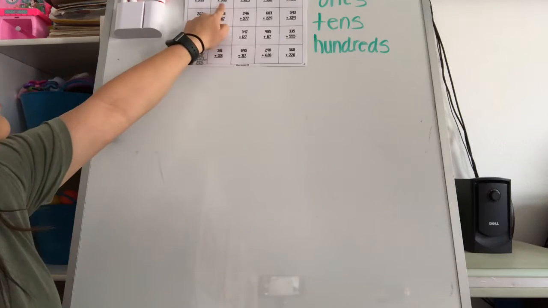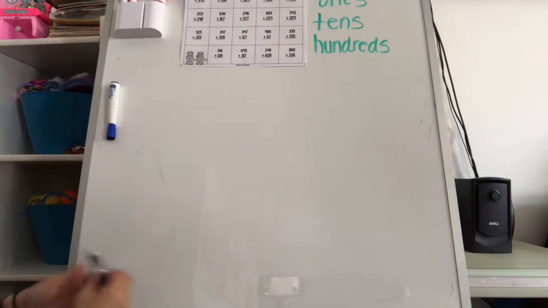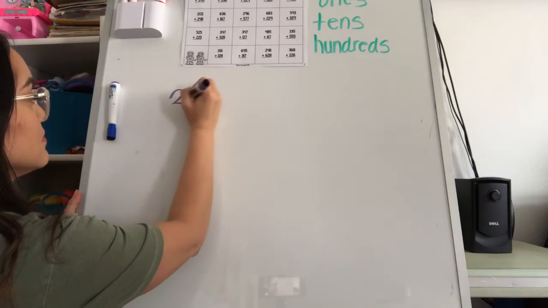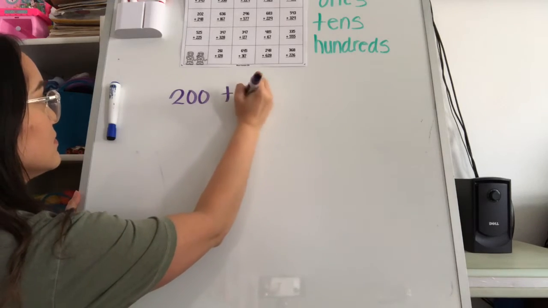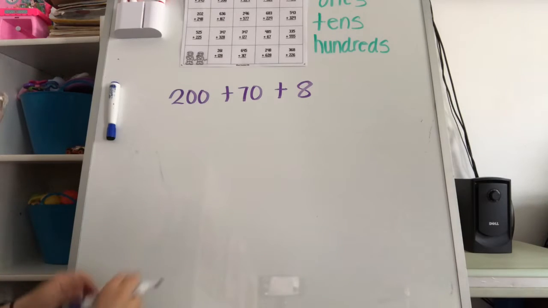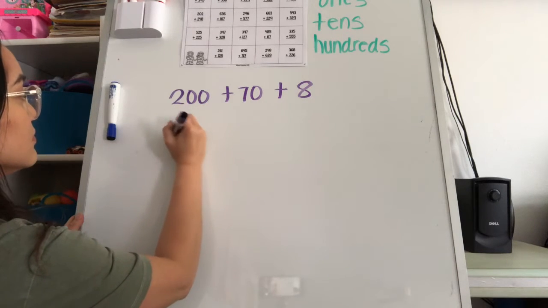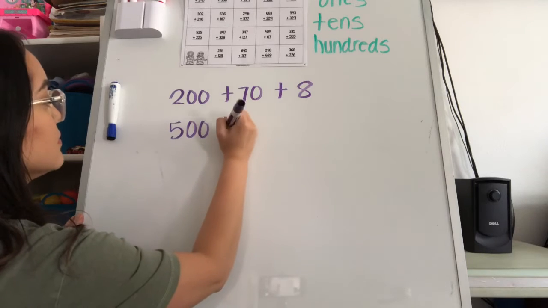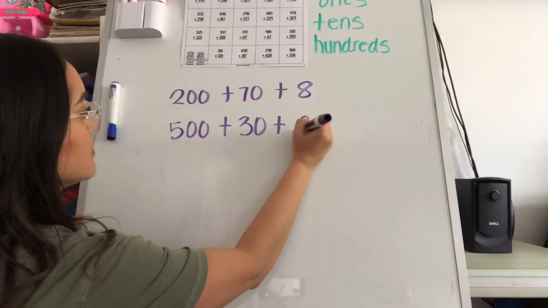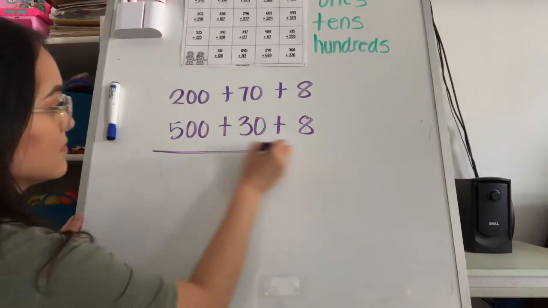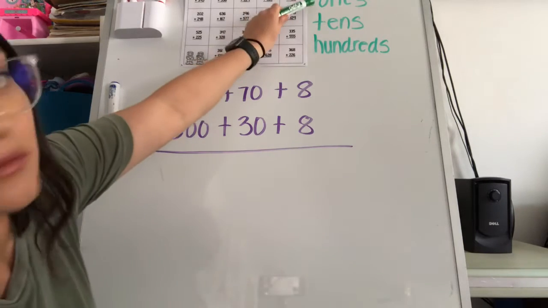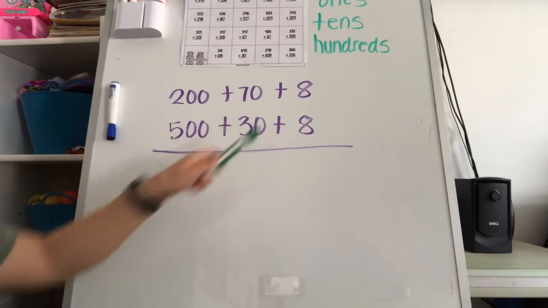Now we are going to solve the second problem on your assignment. 278 plus 538. Instead of writing 278, I'm already going to put this number into expanded form, which is 200 plus 70 plus 8. Now for 538, we're going to do the same thing. We're going to put it into expanded form. So 538 is 500 plus 30 plus 8. Now you know the drill. We got to add our ones first, then our tens, and then our hundreds.